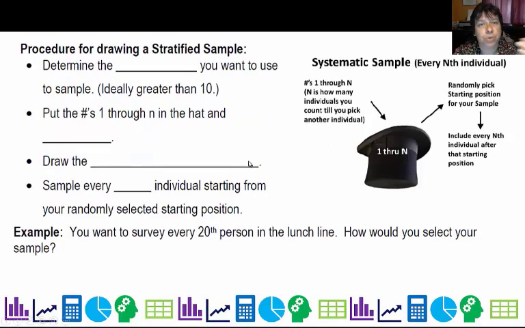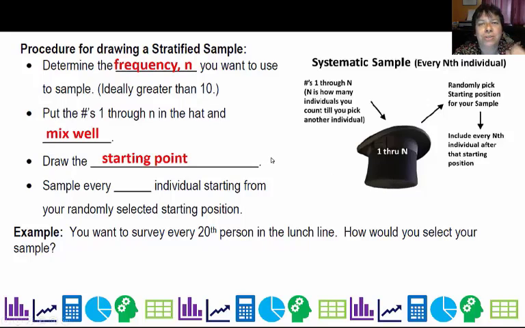So first of all, you do get to pick the frequency, or how many you skip, the frequency that you want to use to sample. Ideally greater than 10, and I'll tell you why in a future lesson. Here I use 10, and that's okay. Now you're going to put the numbers 1 through n. So if you decide to sample every 10 people, you're going to go 1 through 10. If you do every 15, 1 through 15. You put them in the hat, and of course you mix it well.